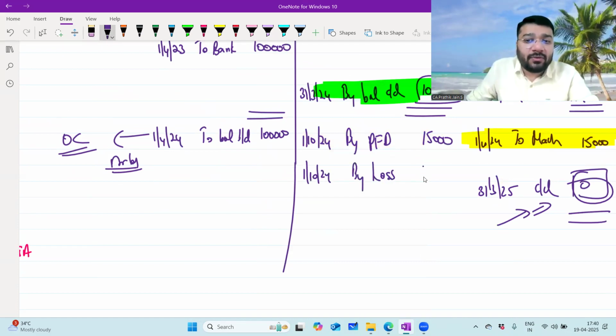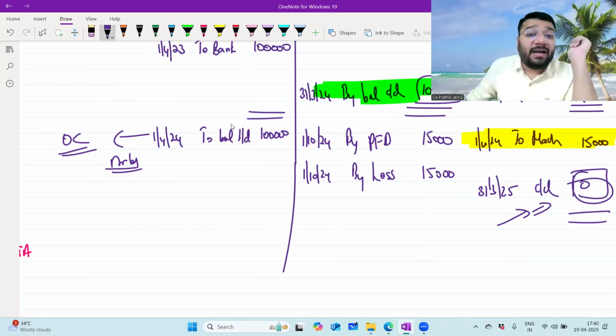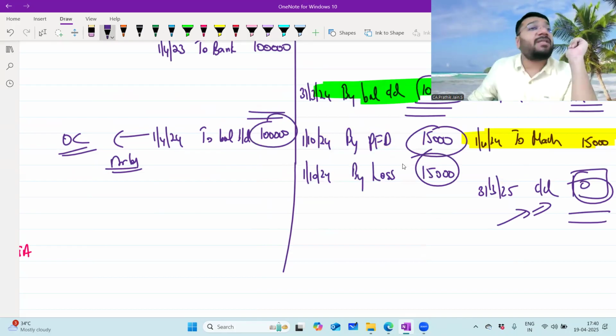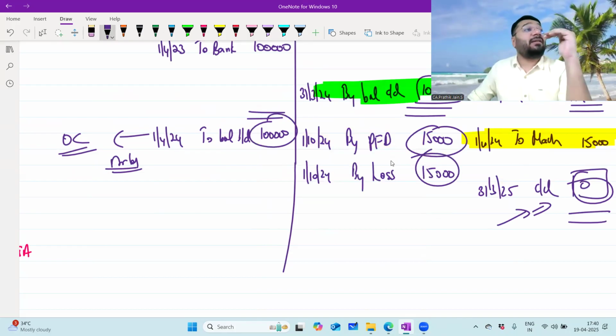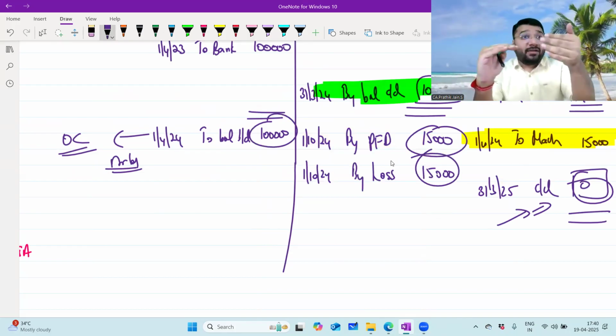Buy loss how much? 15,000. So please tell me what is the value of the asset in your books now? Sir, 1 lakh minus 15 minus 15. What is the balance? 70. So 70,000 worth of asset is going out and 70,000 money is coming in.